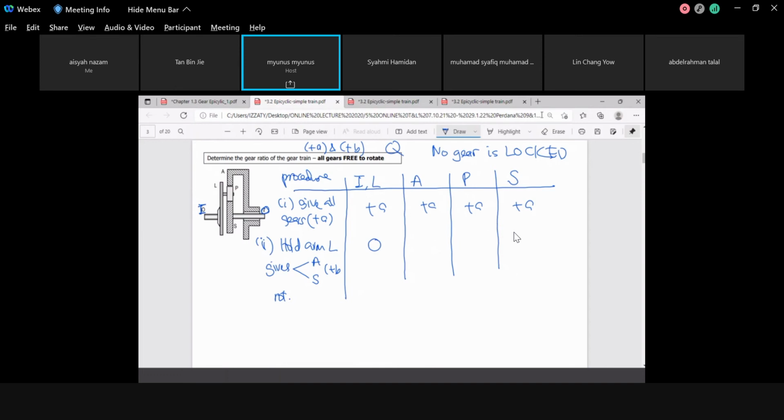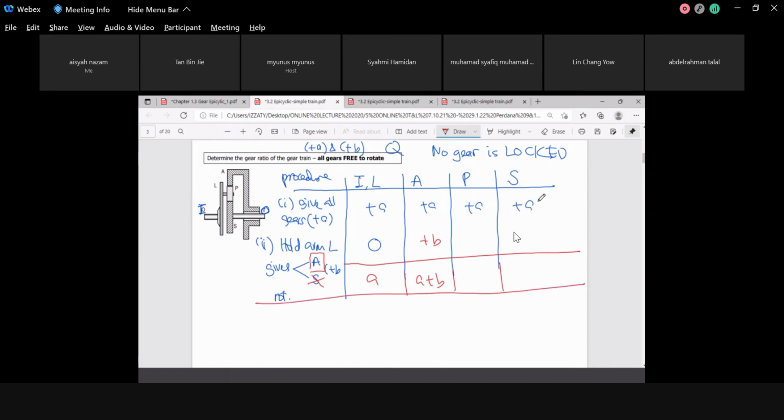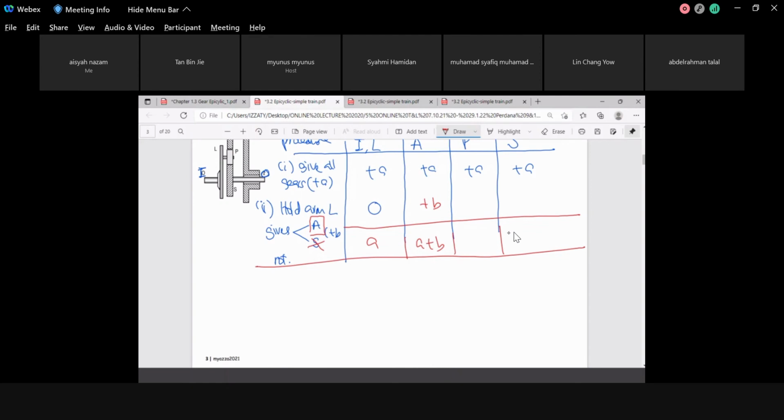Assuming I'm going to give A, you can give A or S, right? Assuming I'm going to give A plus B. So this one, I'm not considering. So A plus B. So this is my result. A plus B. Okay, so we can choose to give plus B to A or S. Yes. This one is number 3, which is 1 plus 2.